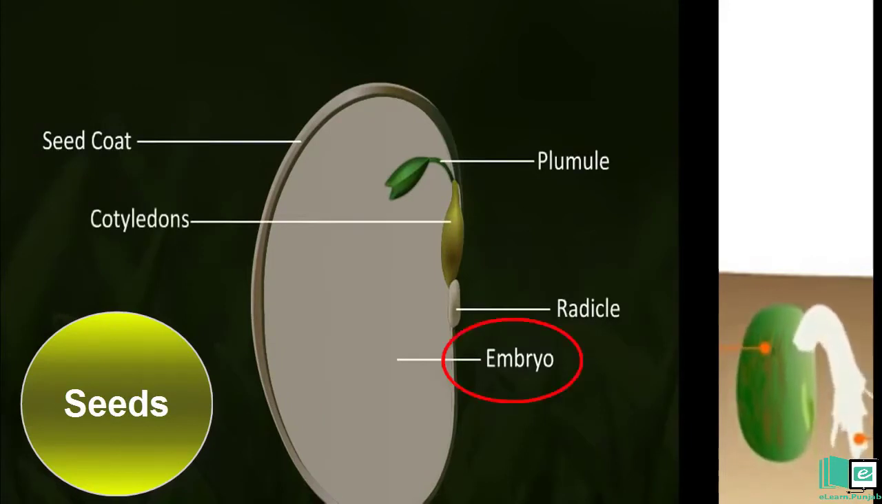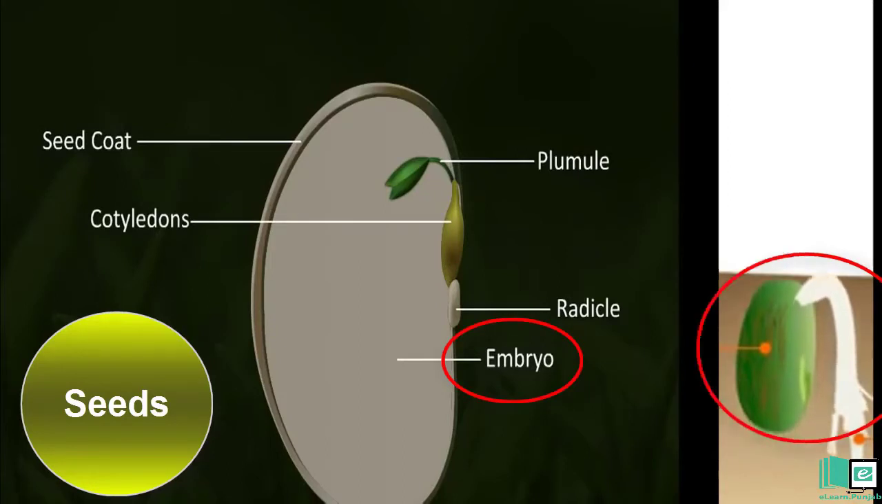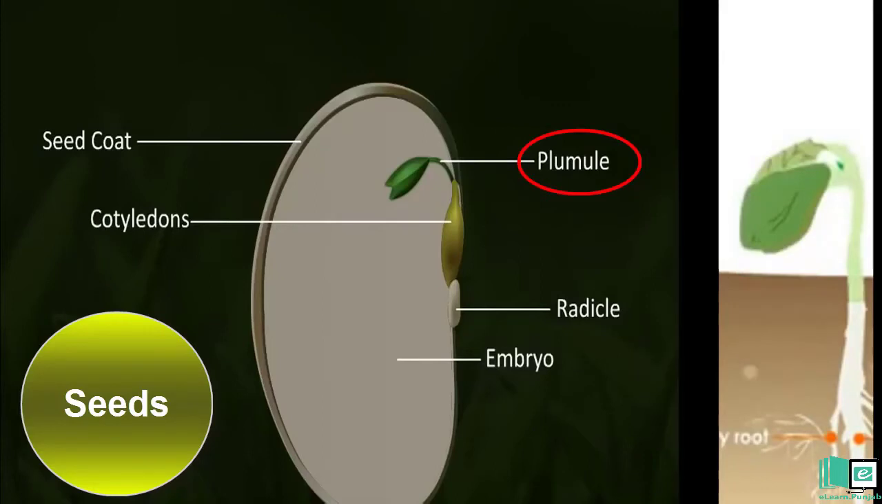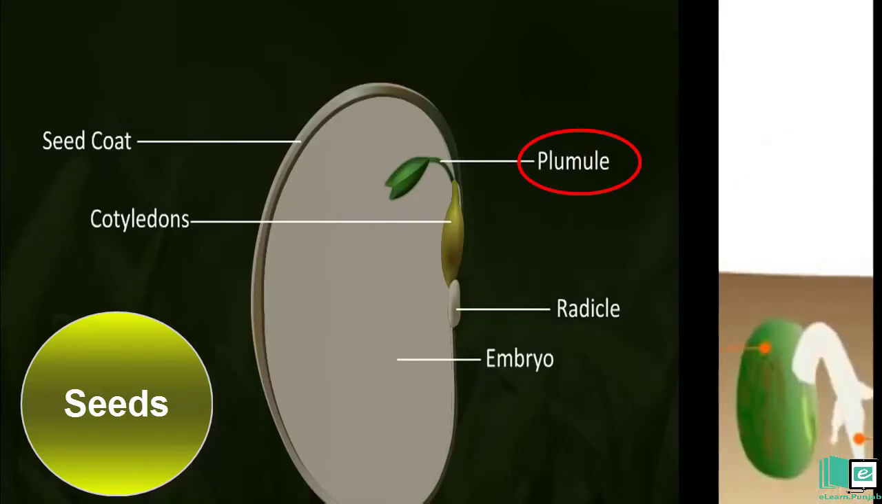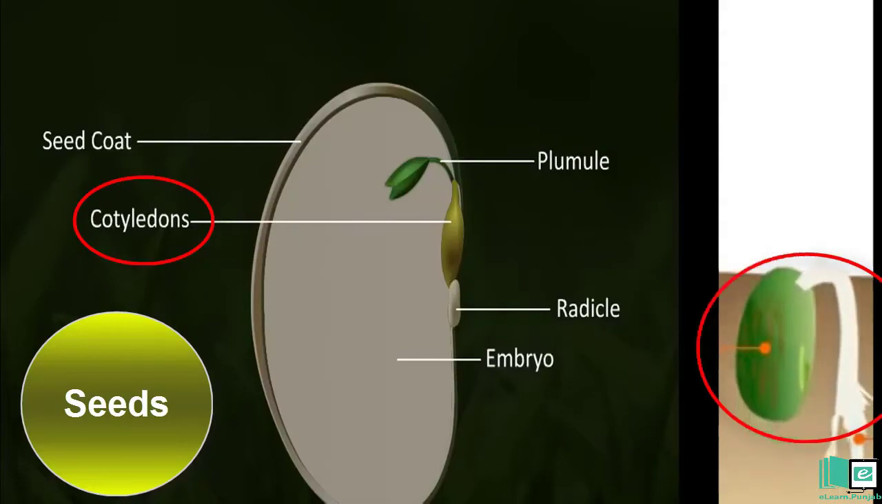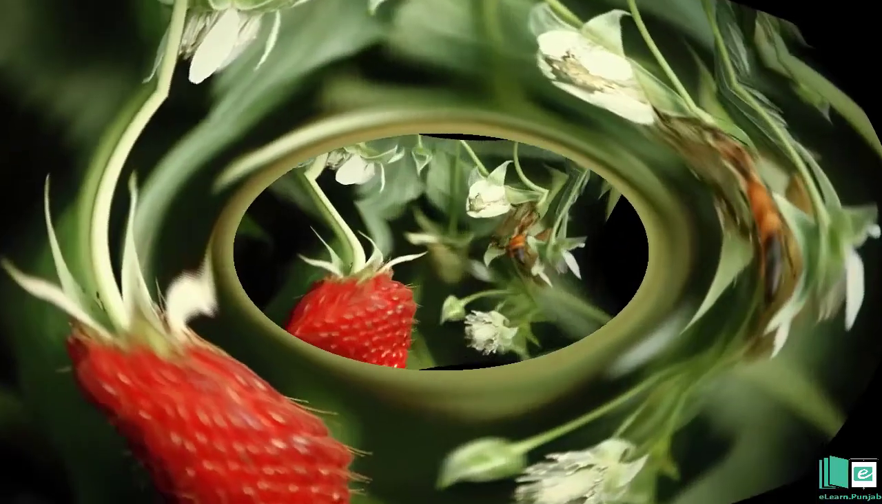The embryo consists of the following parts. Radicle. This part of the embryo develops into the first root of the new plant. Plumule. This part of the embryo develops into the first shoot, stem, of the new plant. Cotyledons. This part of the embryo supplies food to the first shoot, stem, of the new plant.